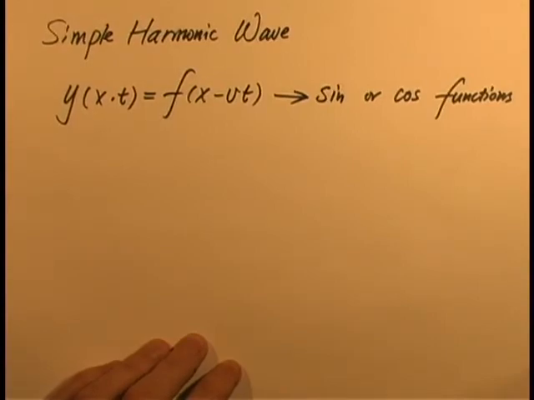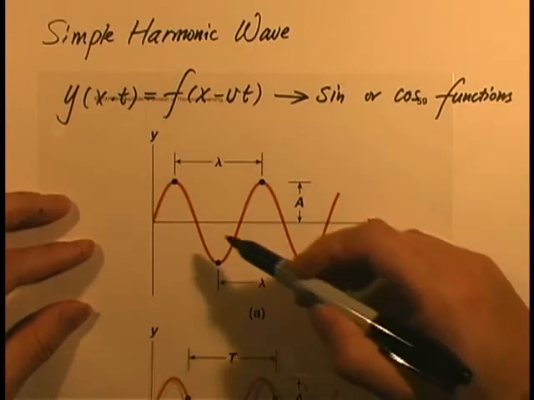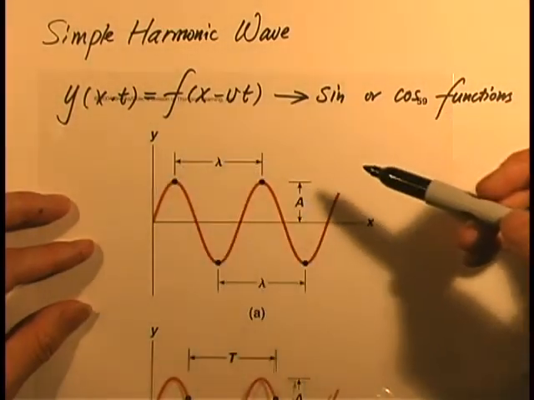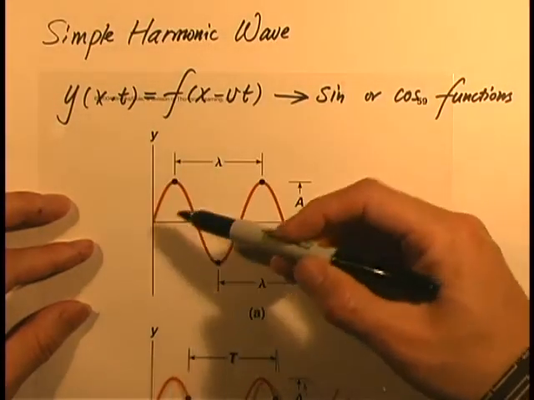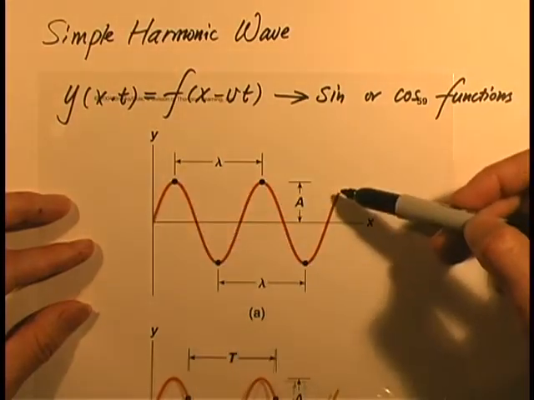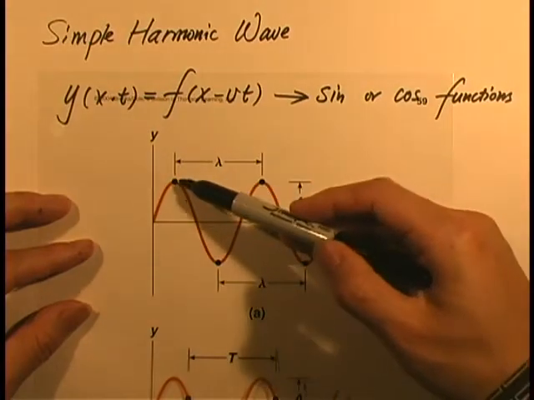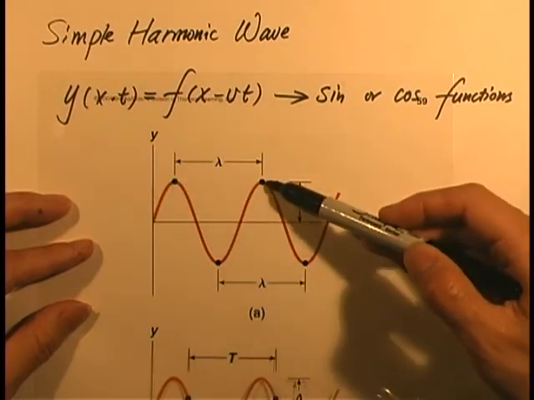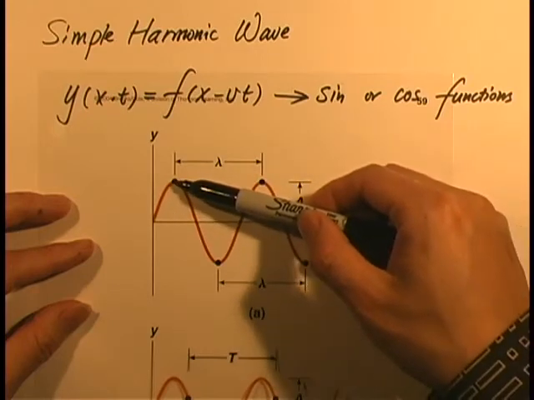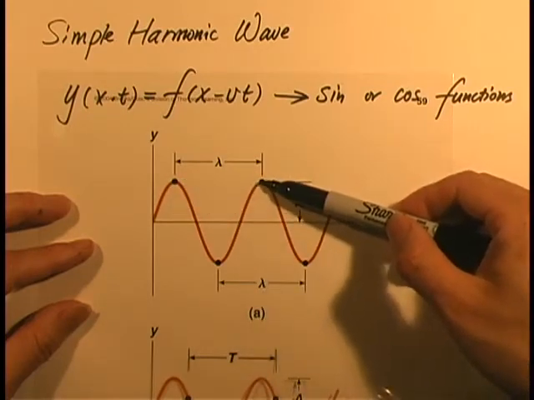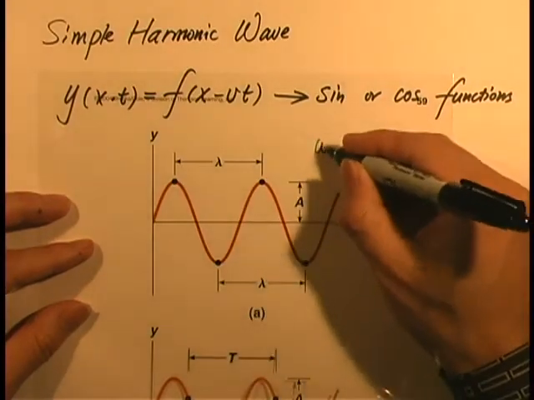So let's look at a diagram for that. Here is a snapshot of the simple harmonic wave. At a certain moment, this is the orientation of the string. You take a snapshot, and this is what you get: a sine or cosine function. As you go from this wave crest to the next crest, the distance between these 2 points is how the wave repeats itself from one location to another. This distance is called lambda, or the wavelength.